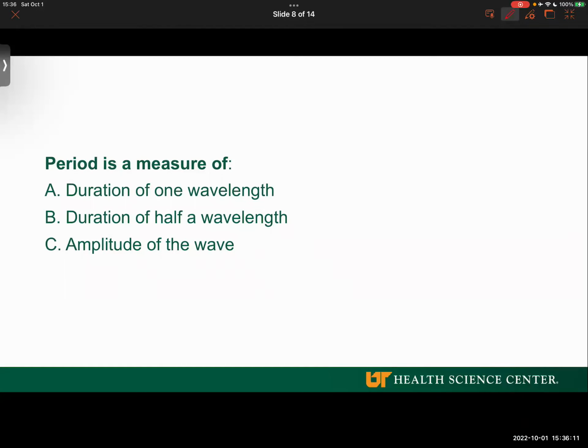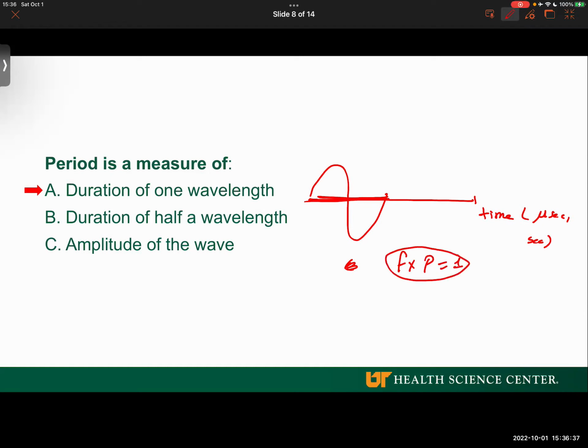Period is a measure of the duration of one wavelength. As we mentioned here, this is the timeline. So this is time, in units like microseconds or seconds. So this is one cycle. The duration of that one cycle over time is one period. We remember that frequency times period equals 1, and that's very important.